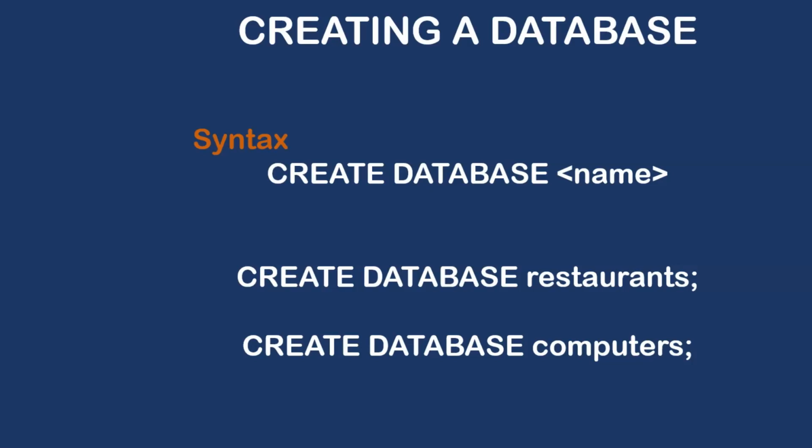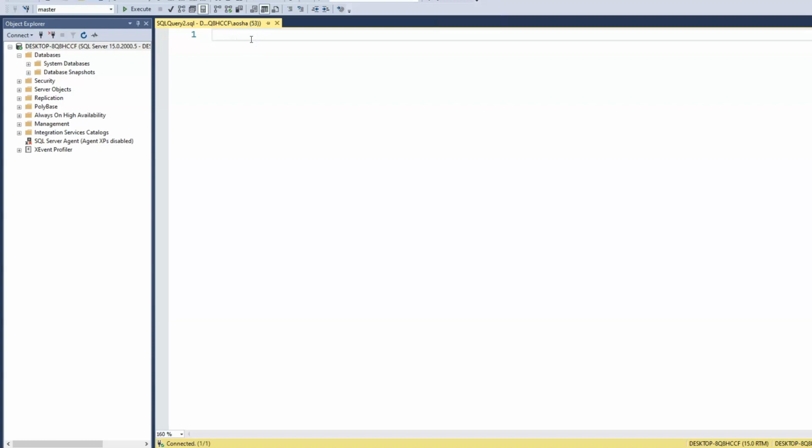Let's switch over to SQL Server. All right, so to create our first database, we type CREATE followed by DATABASE, and then we type the name of the database, which will be restaurants. Now we end with a semicolon. Whenever we write a query in SQL, we need to end the query with a semicolon. What that does is it indicates to SQL Server that we are done with that particular query.